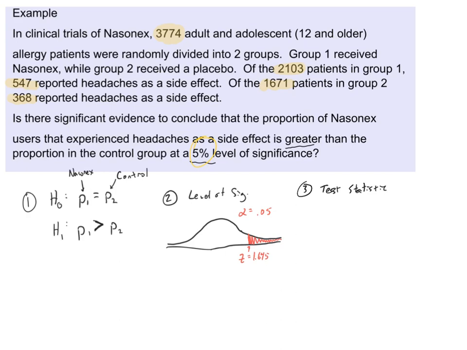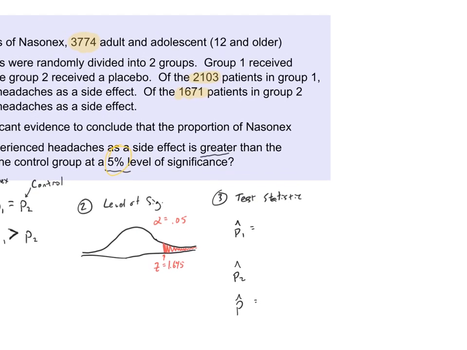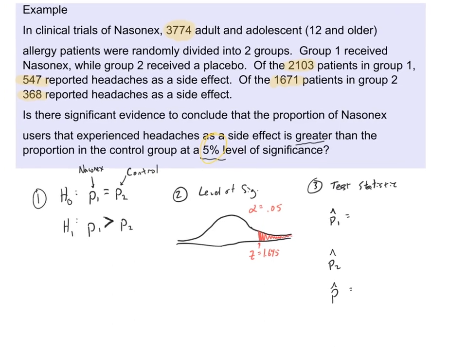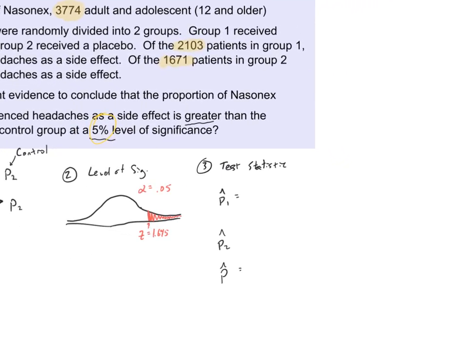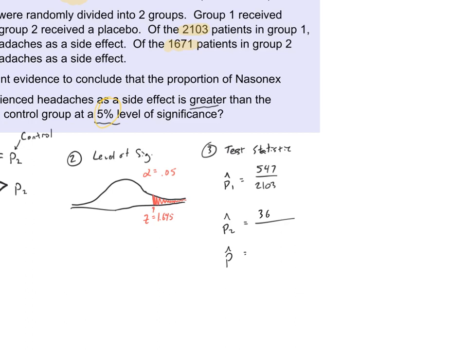Okay, so this one we have to do a little bit more work for maybe than in the past, because in my formula I have some P hats. There's a P1 hat, there's a P2 hat, and there's a P hat in that formula. And so I need to write down each of those proportions. Okay, P1 hat, that was 547 out of 2103. P2 hat, that was 368 over 1671. And then P hat, that is the pooled estimate. Put the two samples together.